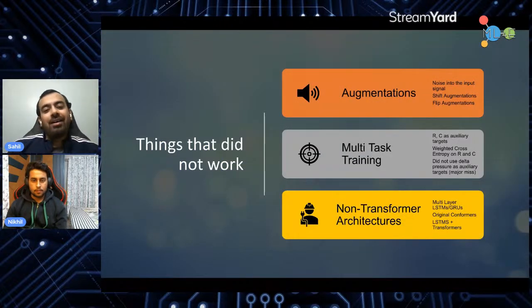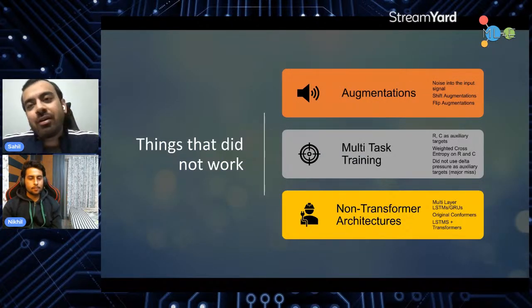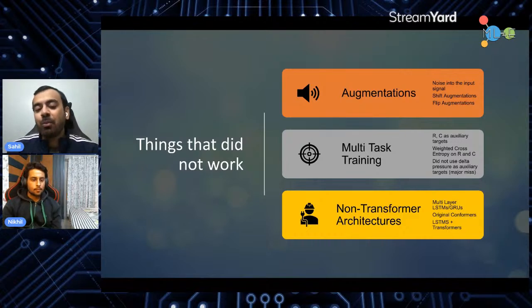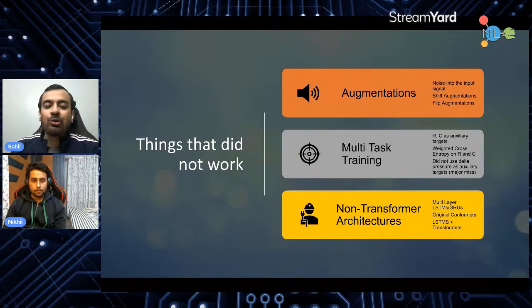So finally, we come to the things that did not work in this competition. These are the things you should always keep in mind, because they did not work in this competition, but they might end up working in some other competition. In terms of the value add to the solution, I would say these things don't add any value, but these are the things which led us to that solution.